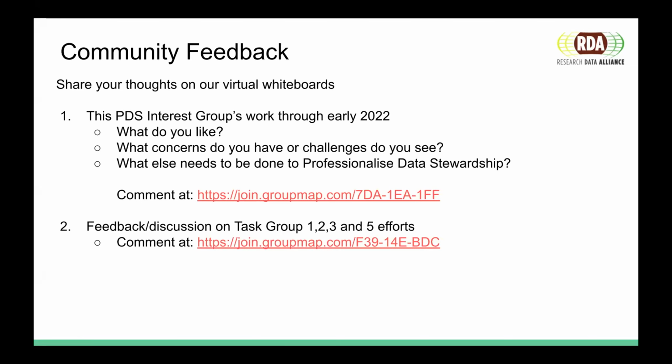Let's focus first on reflecting on the things that folks like. I see two things have gotten a lot of attention on there: this network of data stewards and supporting communication, especially given the breadth of the data stewardship profession. Any comments, observations you'd like to share?